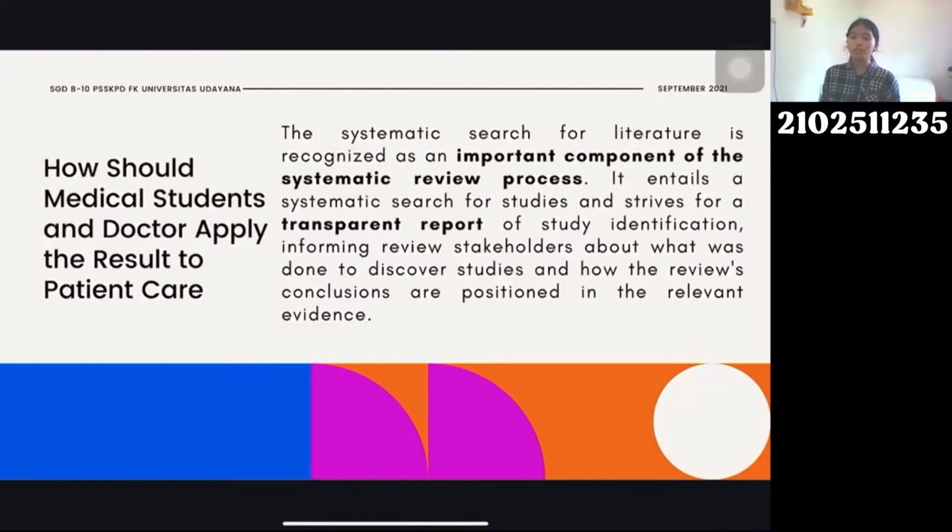How should medical students and doctors apply the results to patient care? Okay, as we know, literature search is recognized as an important component of the systematic review process. It entails a systematic search for studies, informing the review about what was done to discover the studies and how the results or conclusions were reached. Even though a literature search can be time consuming and exhausting, there are developing research topics and writings based on the research. The following are the steps in our technique for planning and developing a multi-database search strategy.